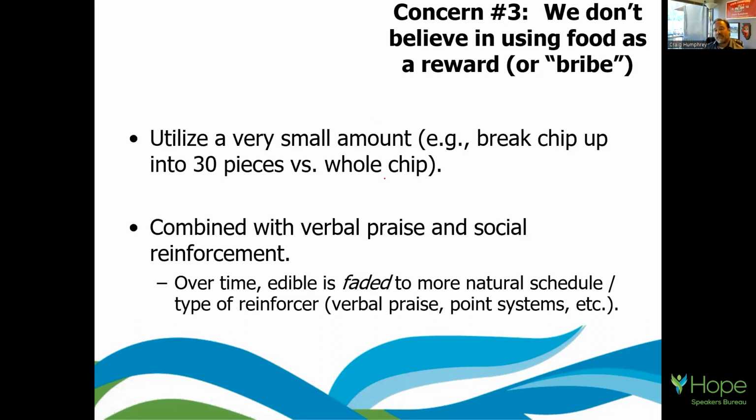So part of this is that we break it up into small amounts. We don't use a whole bag of chips. We might break a chip up into 30 pieces and give them small amounts after every response, every third response, and every fifth response. We combine it with verbal praise and social reinforcement. Over time, we will fade that to other more appropriate reinforcers.